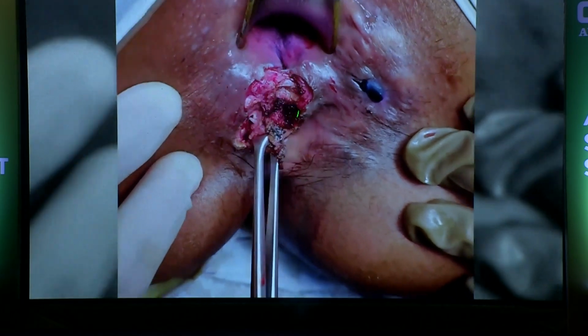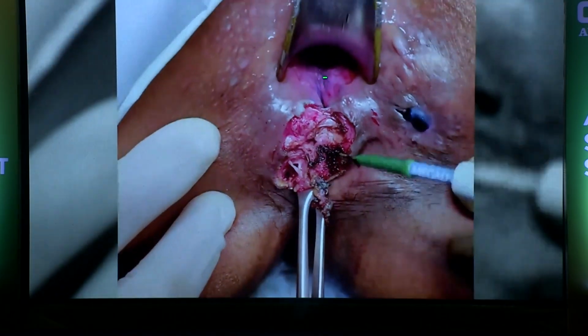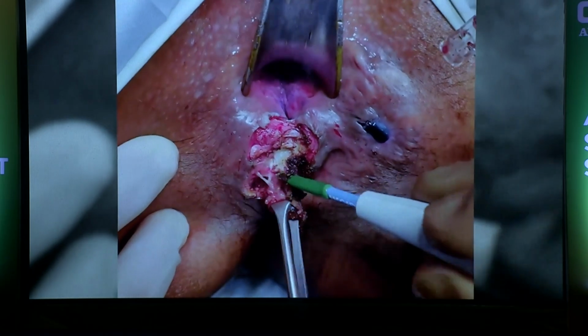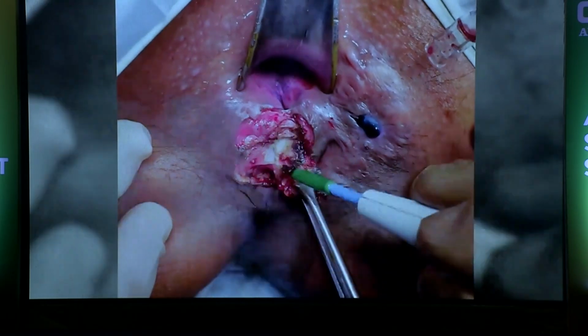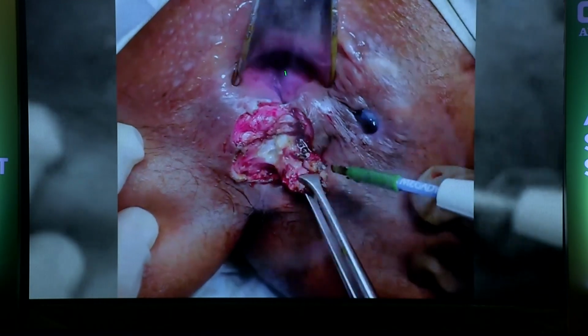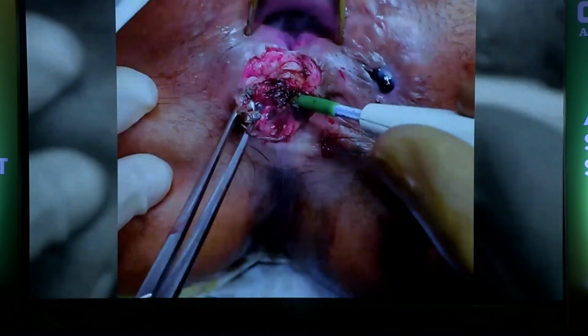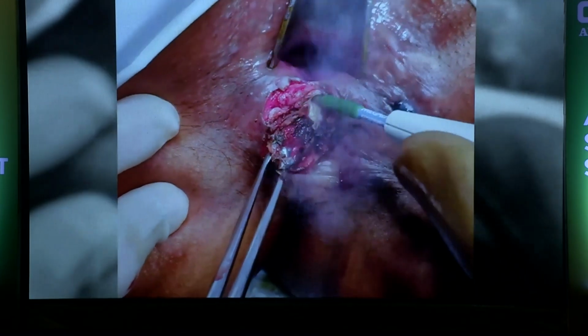This is the internal opening. And this is how you locate the internal opening also. Suppose you have not located the internal opening earlier, you can just give a tug on the tract and you can see where this is getting pulled inside. That will tell you the location of the internal opening.